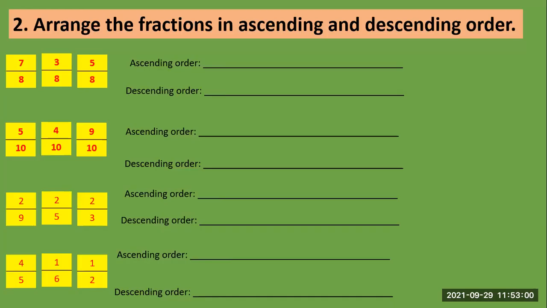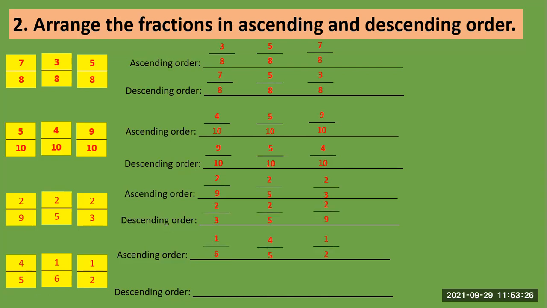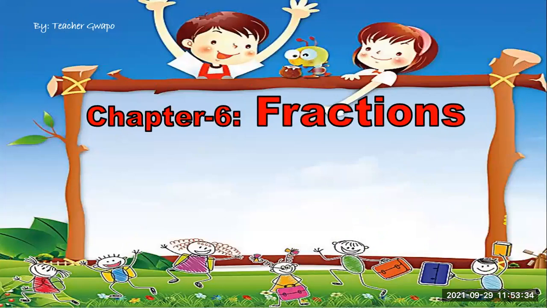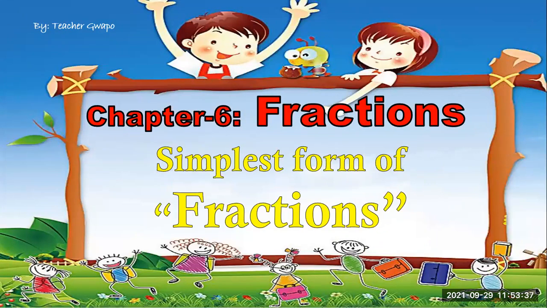Okay. Now here, if we will arrange in ascending and descending, in ascending order, 3 over 8, because they have the same denominator. So we start with the smaller number, ascending, smallest to greatest. Then 5 over 8, 7 over 8. Descending, 7 over 8, 5 over 8, and 3 over 8. Okay, so that's it, how to order or arrange fractions in ascending or descending order. Now here we are in chapter 6 about fractions, simplest form of fractions.